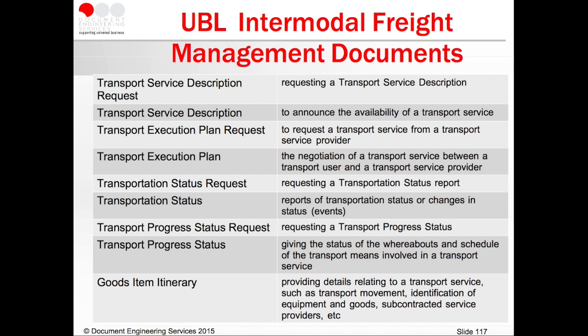And probably the most significant difference in this model is that there is a goods item itinerary. So the information about the goods, the equipment, the service providers, the movement, the contractual arrangements are carried as a separate document because that is independent of the mode of transport.